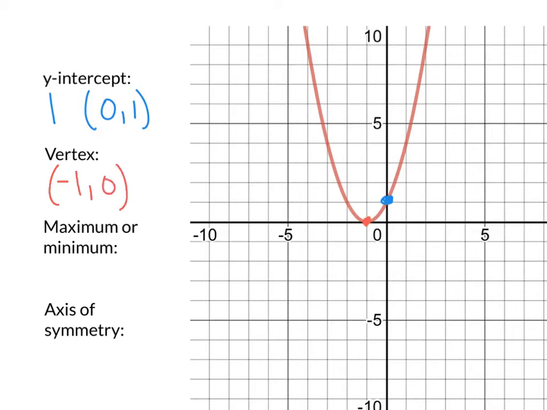Now we have to determine, is that red dot, that vertex, a maximum or a minimum value on that graph? And if I look, that is the lowest point on my graph, so we would call that a minimum.